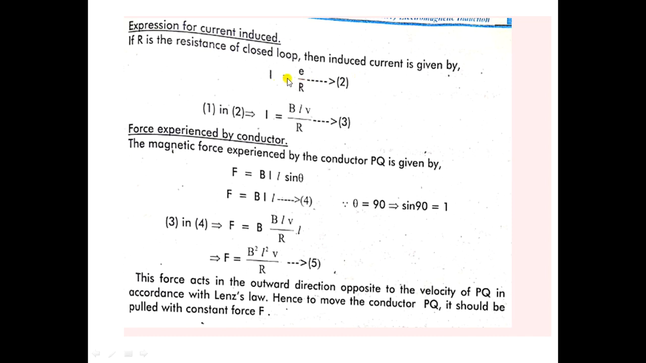From equations 1 and 2: equation 1 is E is equal to BLV, so I is equal to BLV divided by R. Suppose that is equation number 3. Equation number 3 is the expression for current induced in this loop. So the current I is equal to BLV divided by R.